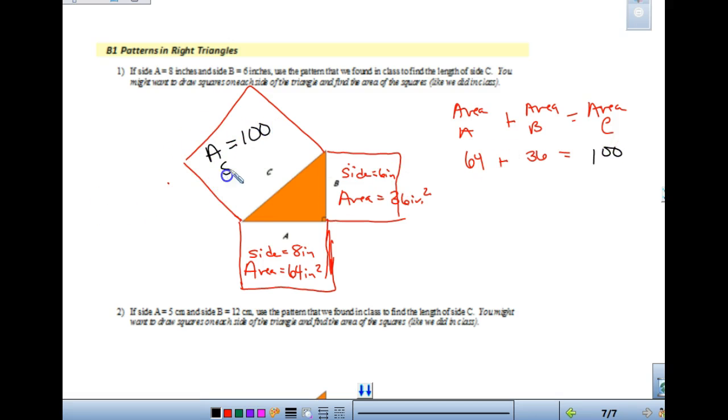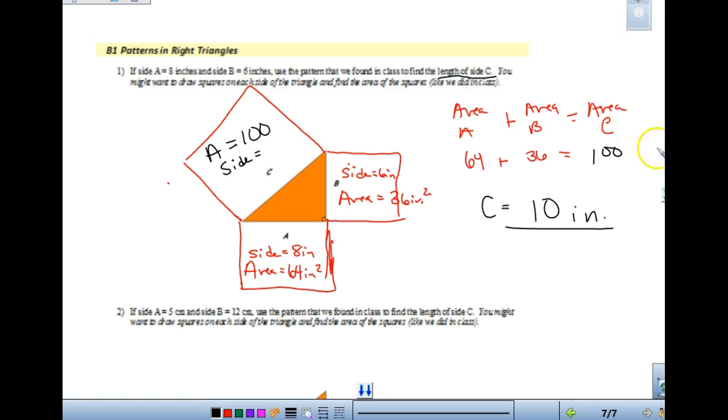Can I find the side length? Yeah. Because they don't ask what the area is. They said, what's the side length? So what does C have to equal? 10. 10 what's our label? 10 inches. Okay?